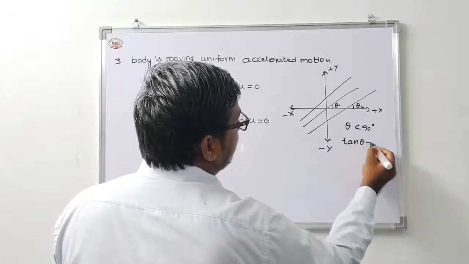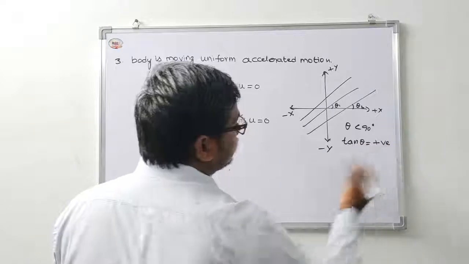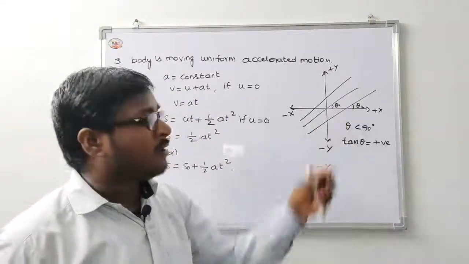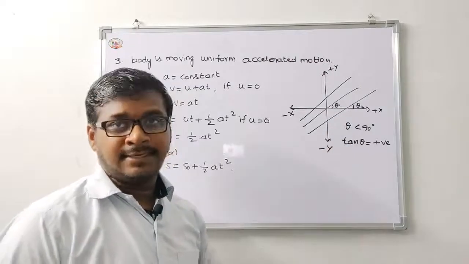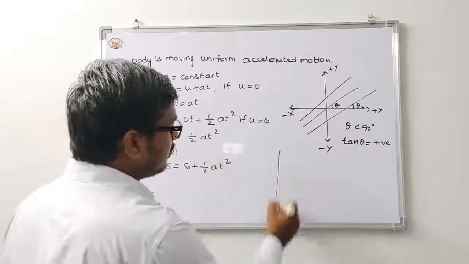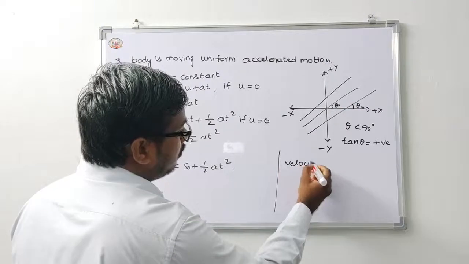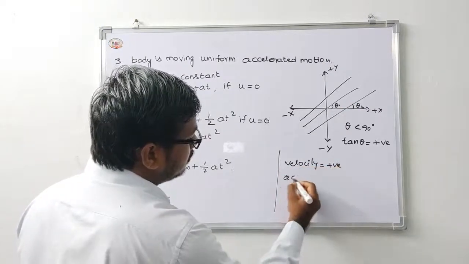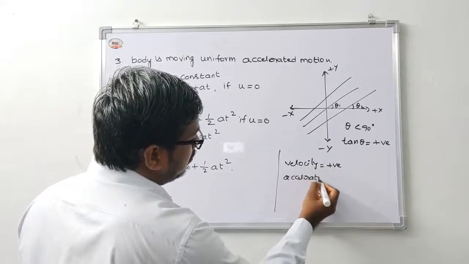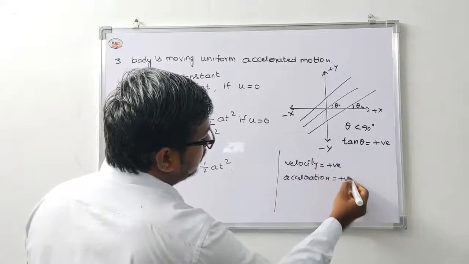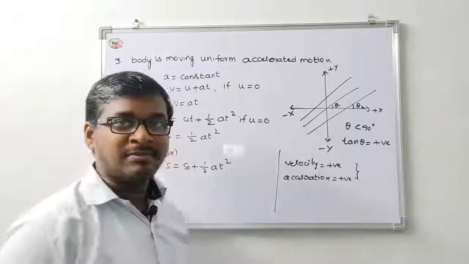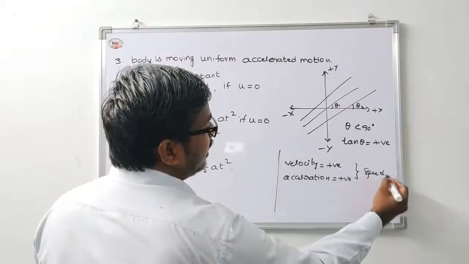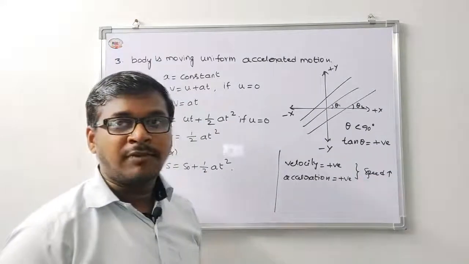Then tan theta is always positive. In this case, the velocity is increasing. For example, velocity is positive and acceleration is positive. The two are the same sign, positive, positive, so the speed will be increasing.